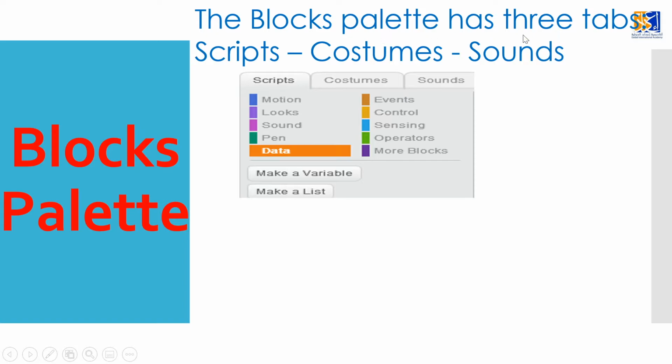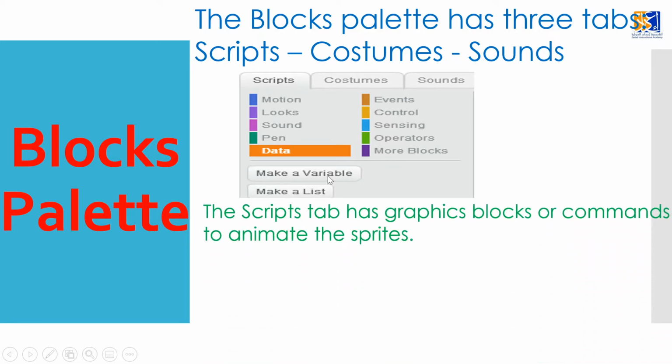Blocks palette has 3 tabs: scripts, also known as code, costumes, and sounds. Under scripts we have motion, looks, sounds, pen, events, control, sensing, operators, and more blocks. The scripts tab has graphic blocks or commands to animate the sprite. In script we have the graphic blocks, or we can say commands, which make our sprite work or animate.